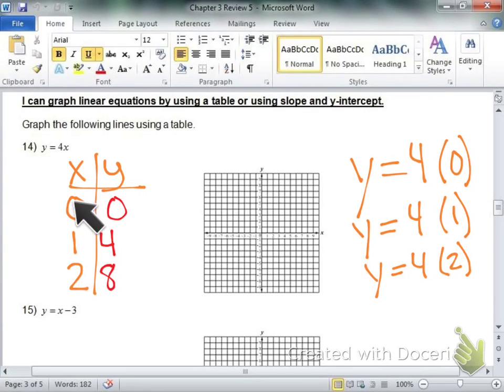Good. Now, these are ordered pairs just like 1 through 6 on this packet. This number tells you what to do left and right. This number tells you what to do up and down. So I'm going left and right 0, up and down 0. So right where you started, that's the origin. For your next point, you'll go right 1, up 4. And for your next point, you'll go right 2, up 8. Those should form a straight line. If they don't, you have made a mistake. What questions do you all have?